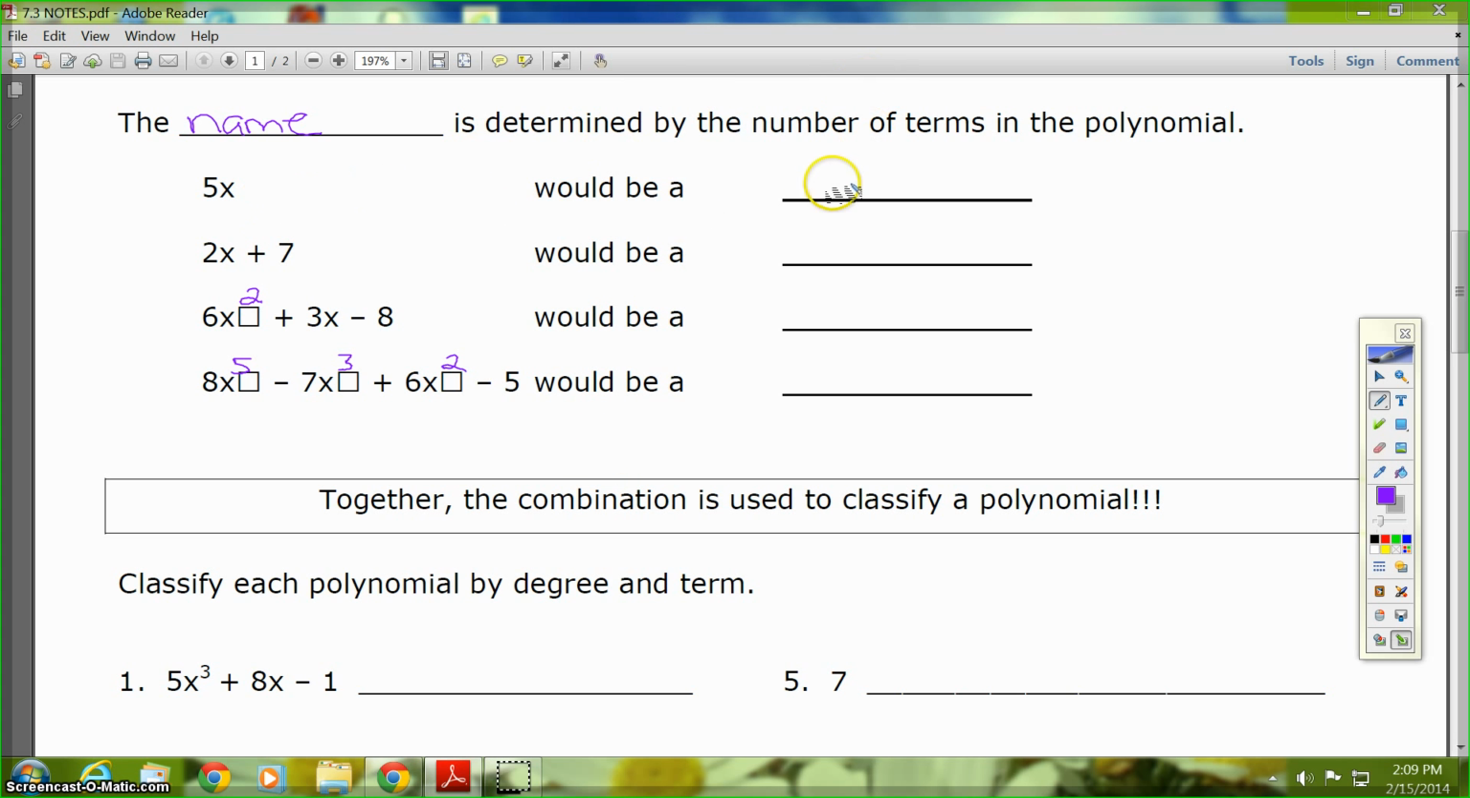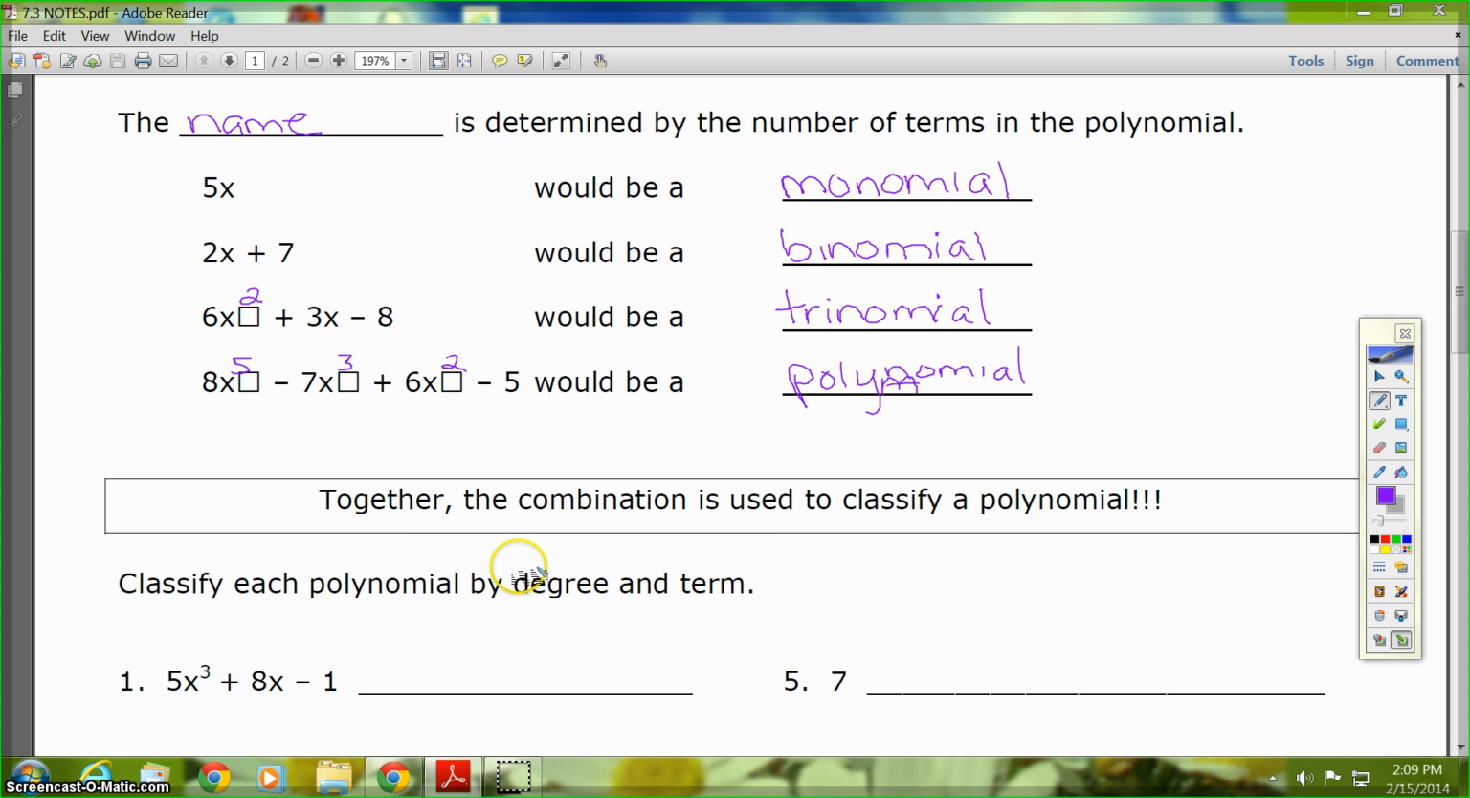So 5x has one term, that would be termed a monomial. Mono meaning one, so monomial. 2 terms would be a binomial, prefix bi meaning 2. 3 terms would be a trinomial, tri meaning 3. And then anything more than 3 we call a polynomial, poly meaning many. Okay, together the combination is used to classify a polynomial.